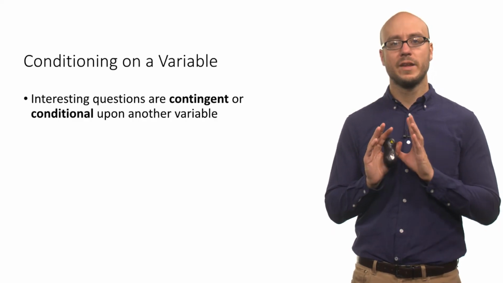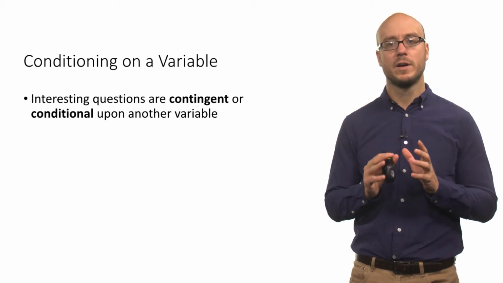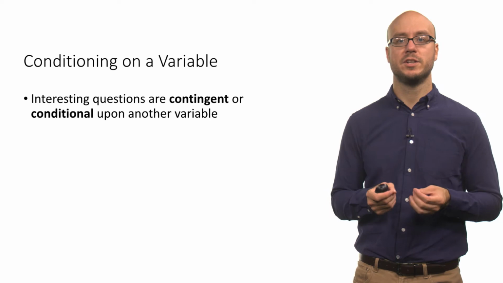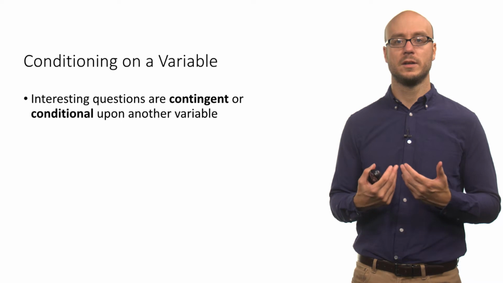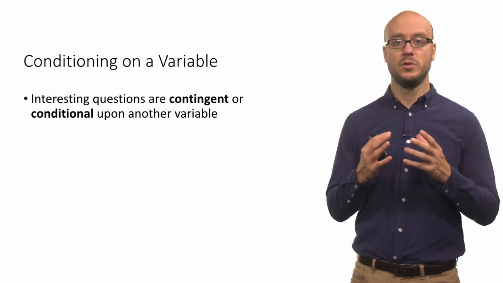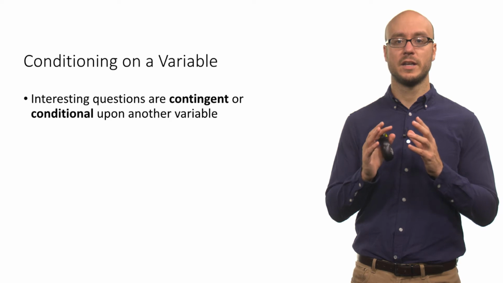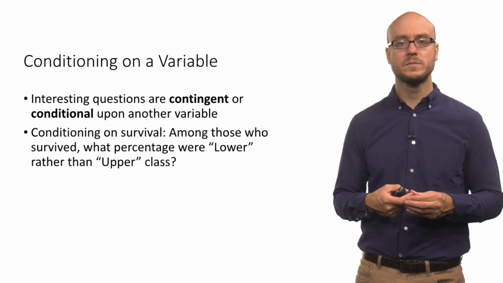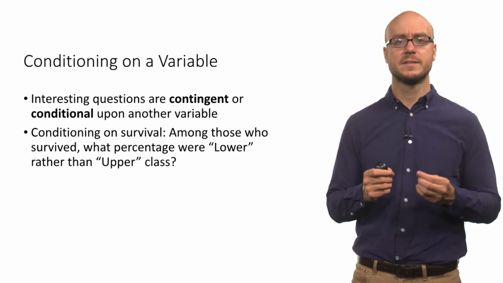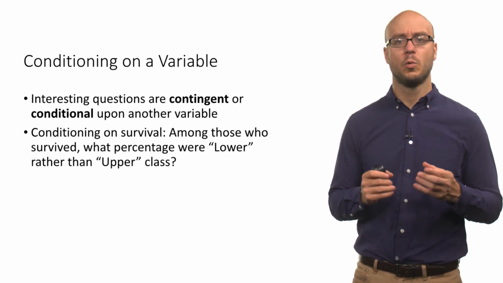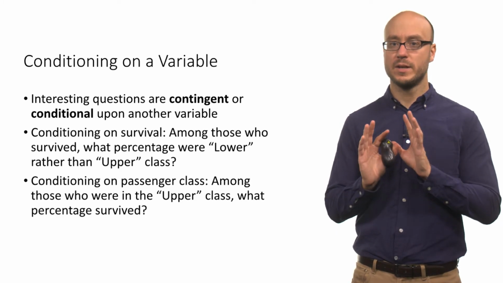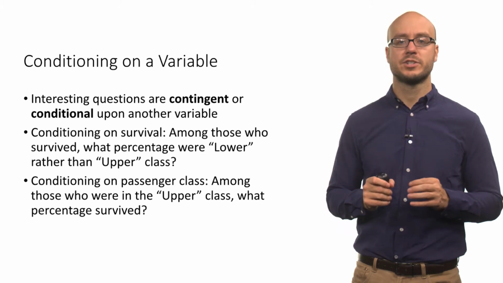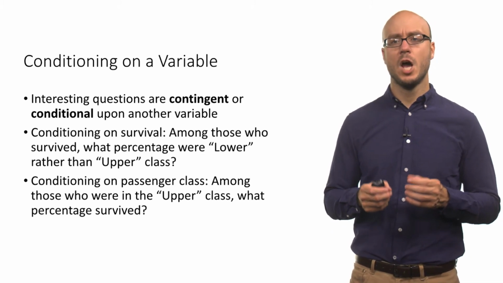So the key point here is that often the questions you want to ask and answer from a contingency table involve conditioning. And again, this is why a contingency table is called a contingency table, because often you want to say things that are contingent upon the values of another variable. So for example, a question we really want to ask is, among those who survived, what percentage were in the lower rather than upper class? In a similar but distinctly different way, we might condition on passenger class. So you might say, among those who were in the upper class, what percentage survived?